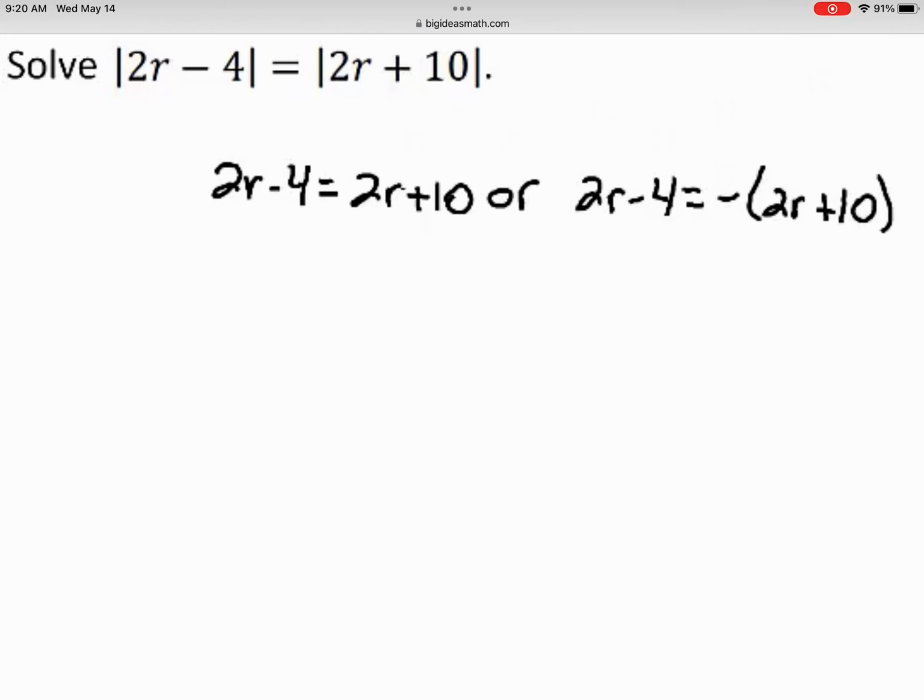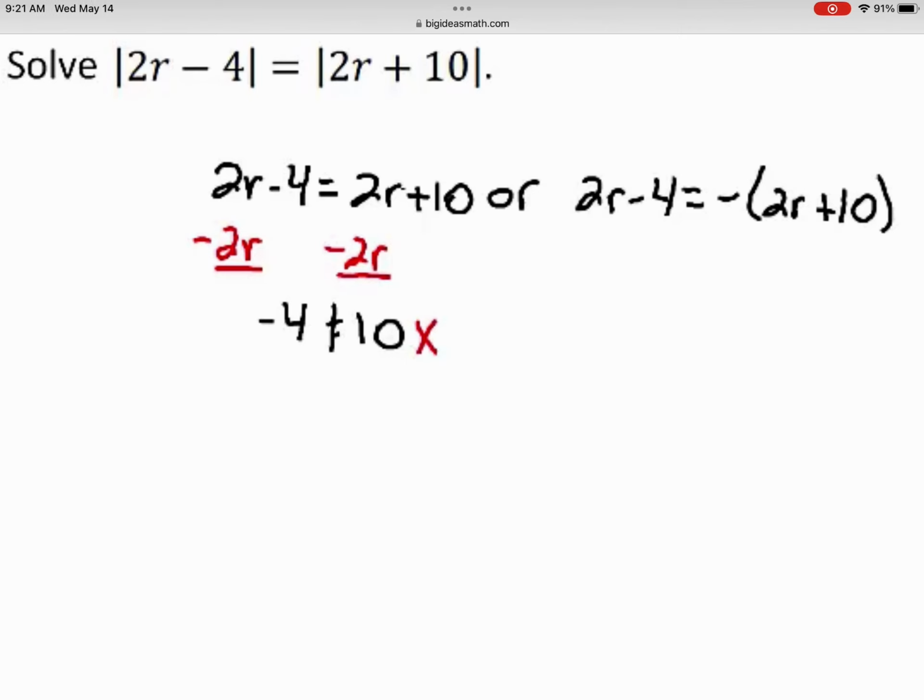To solve 2r minus 4 equals 2r plus 10 for r, subtract 2r from each side, giving you negative 4 equals 10, which is a false statement, so this linear equation does not provide a solution for the absolute value equation.